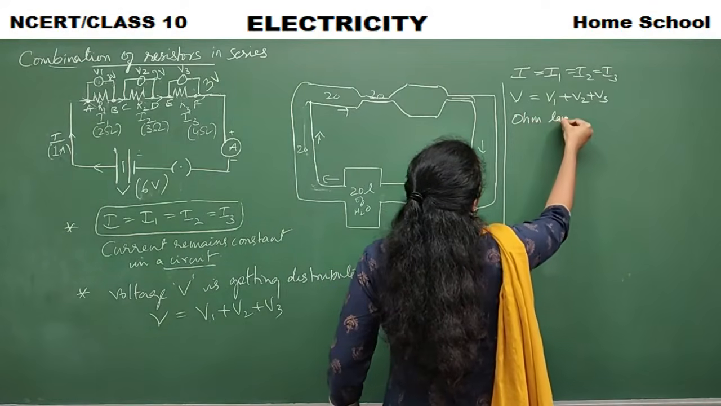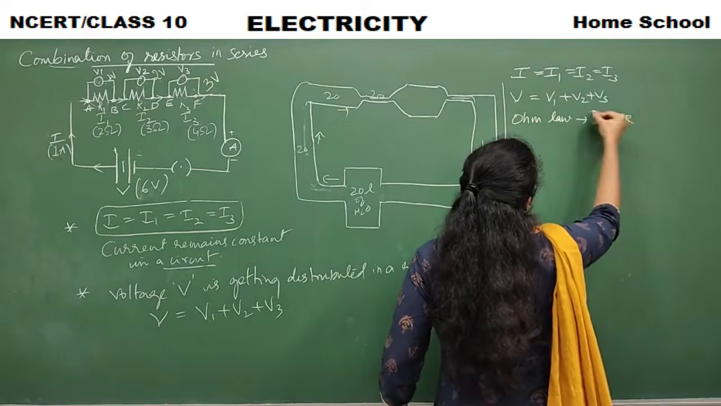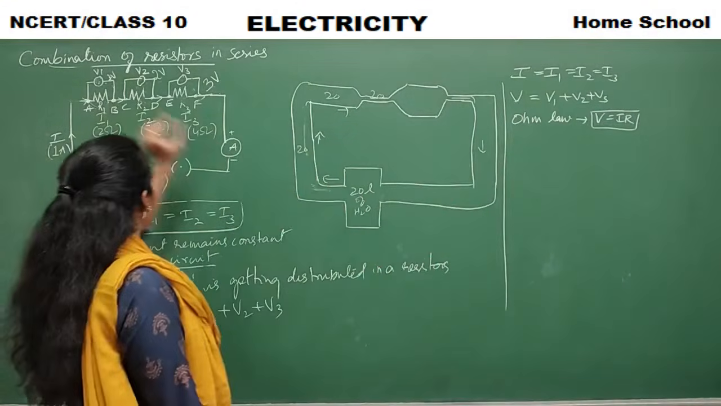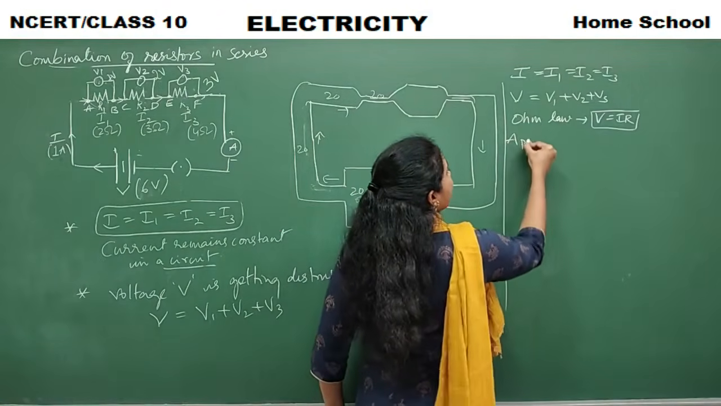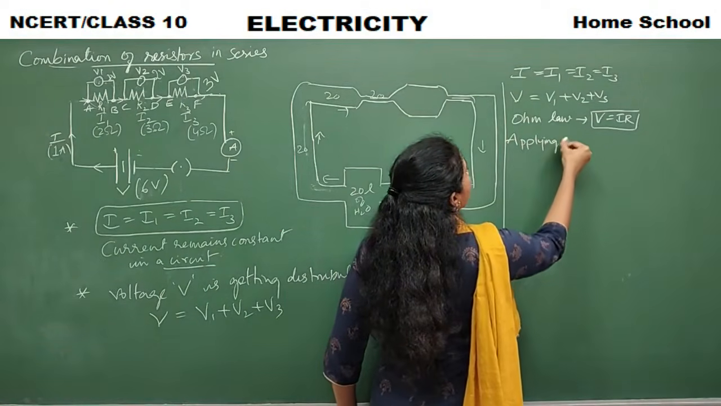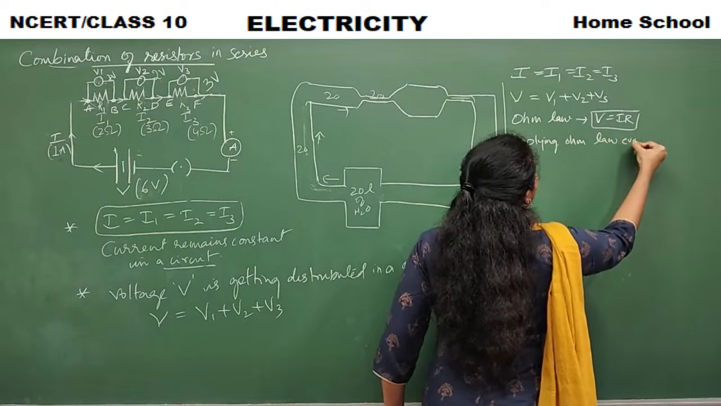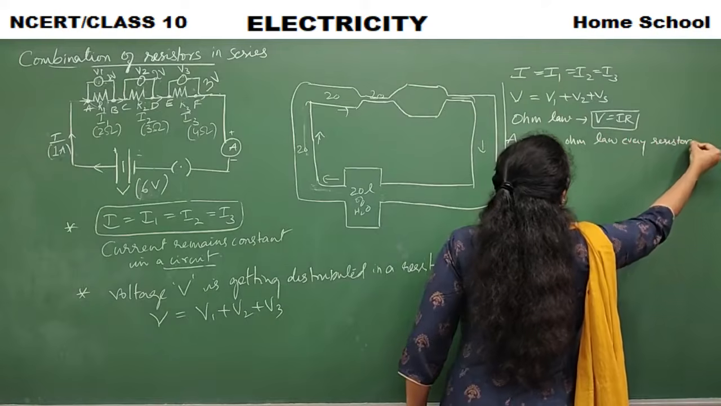What is our Ohm's law? V is equal to IR, right? V is equal to IR. Apply Ohm's law for each and every resistor. Write down: applying Ohm's law for every resistor. Okay, fine.